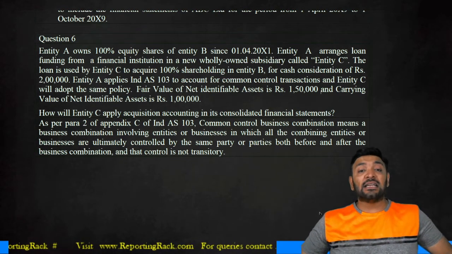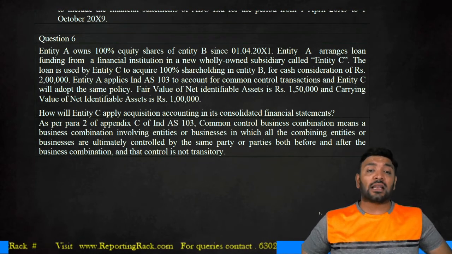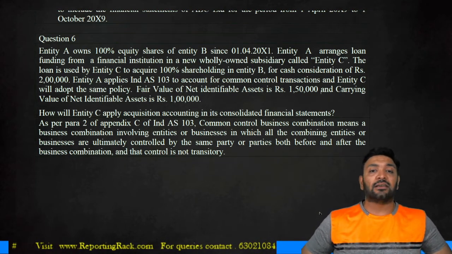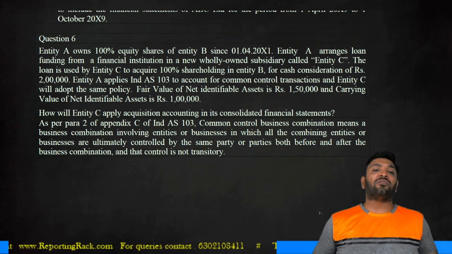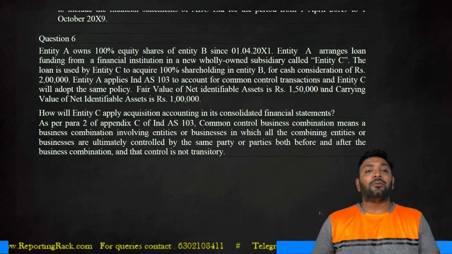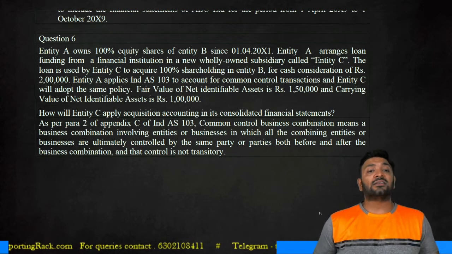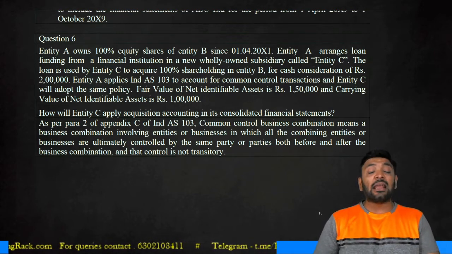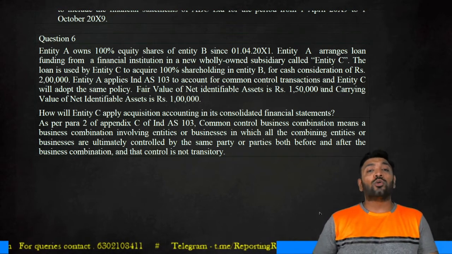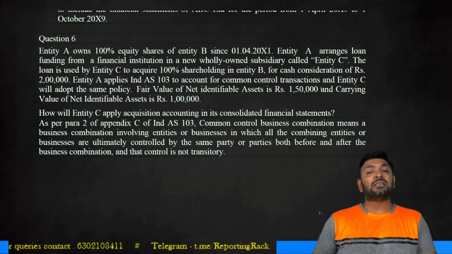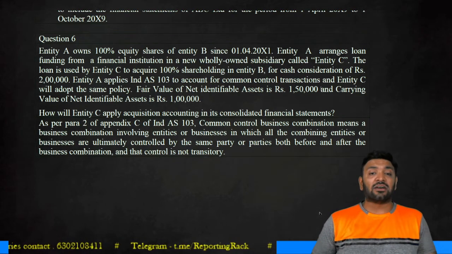Entity A applies IND AS 103 to account for common control transactions and C will adopt the same policy. Fair value of net identifiable assets is 1,50,000. Carrying value of net identifiable assets is 1,00,000. So consideration is 2,00,000. You need to understand that we are applying common control transaction. So as per common control, you cannot give rise to goodwill or bargain purchase. It should be adjusted among the reserves.